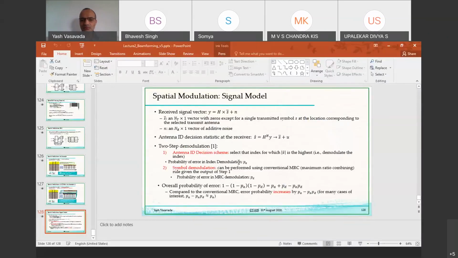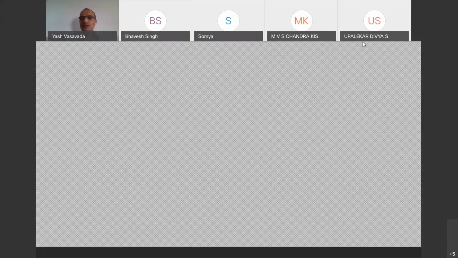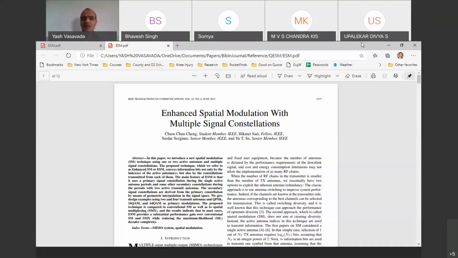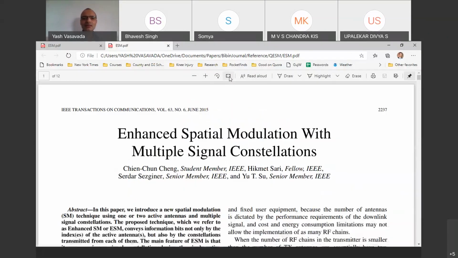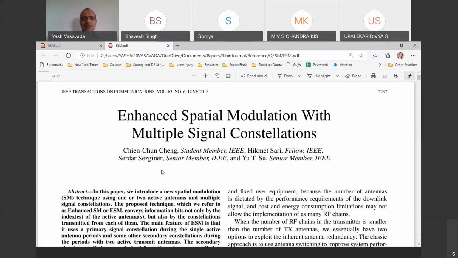Let me now show you one paper that Bipin has studied, where this concept of spatial modulation has been extended. Anytime some new idea comes up and gathers steam, and a lot of people are interested in it, obviously a lot of people will start working on it. Then a group of researchers came up with this enhanced version of spatial modulation. By the way, are you able to see the screen?